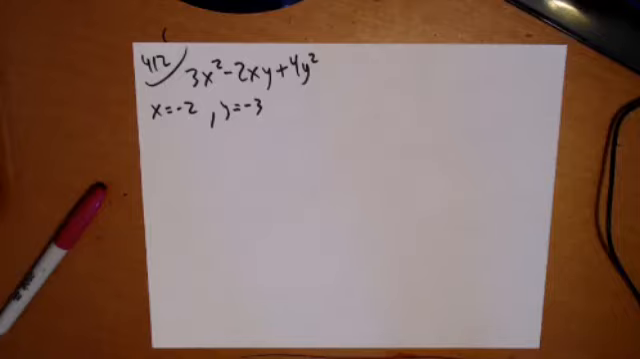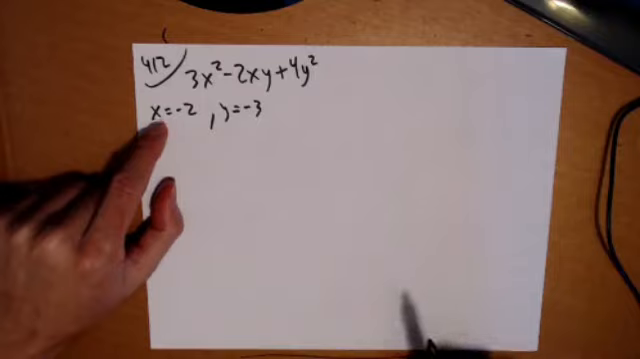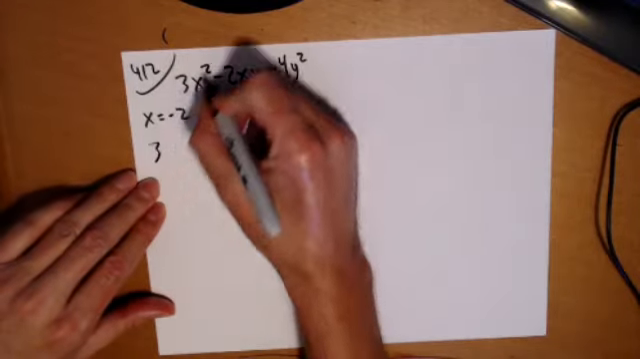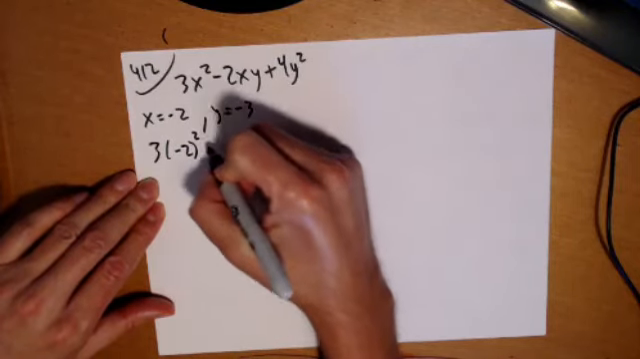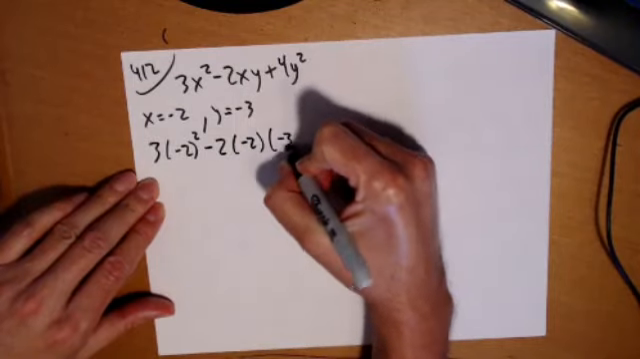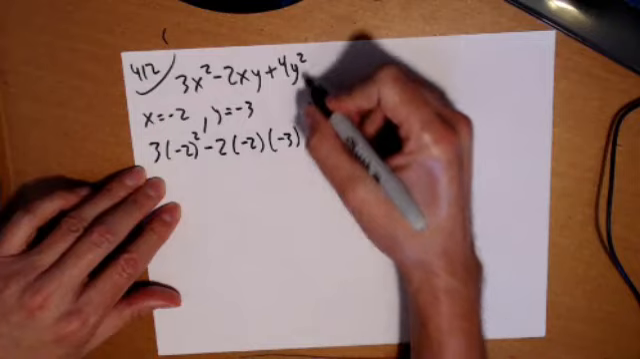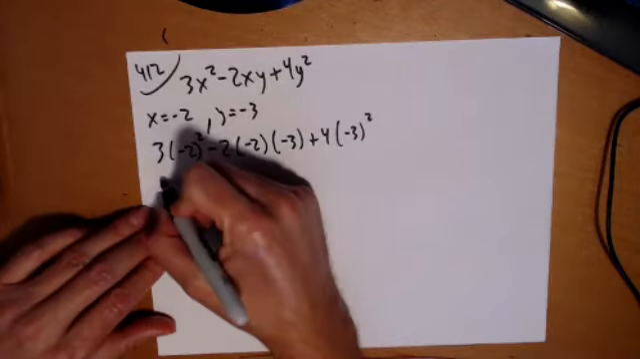So moving on, 412. They give us this little expression. They say, plug in x equals -2, y equals -3, and clean it up. So 3x squared, where x is -2, squared, minus 2 times x, which is -2, times y, which is -3, plus 4 times y squared, where y is -3, squared. Okie doke. So that's a 3.